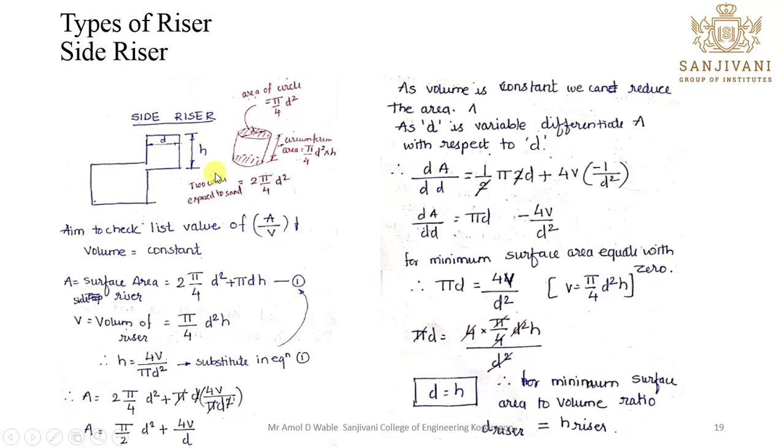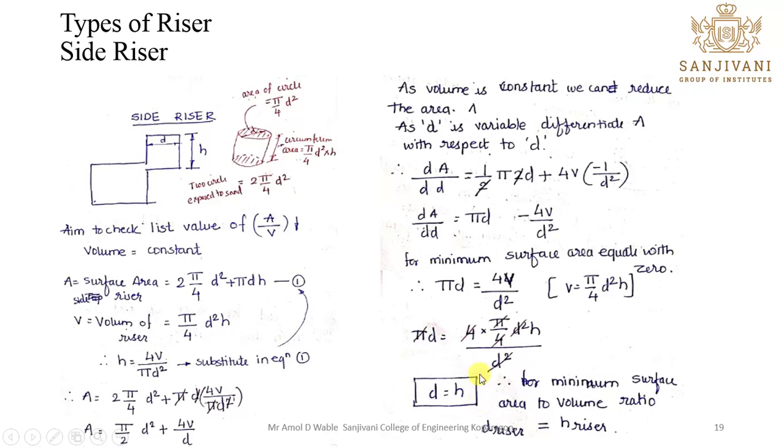To achieve that condition, you can see that for minimum surface area to volume ratio, D should be equal to H. This is our aim at the end. If you achieve a very low surface area to volume ratio, then what should be the dimension of the riser? Here the diameter of the riser should be equal to the height of the riser. If you get this dimension, then you can say that your solidification time will be more.